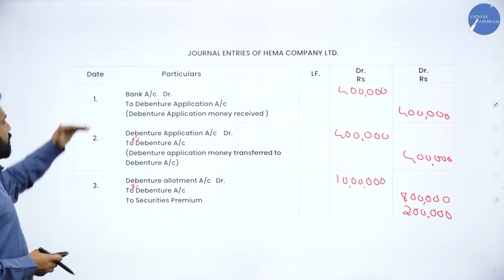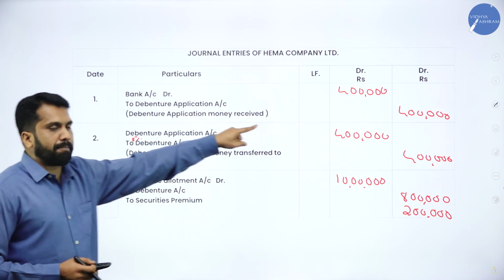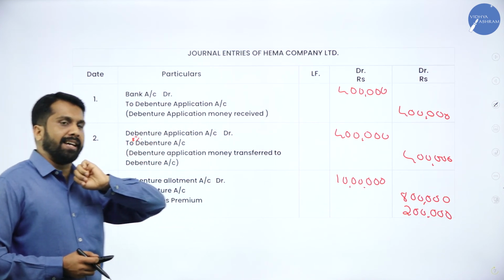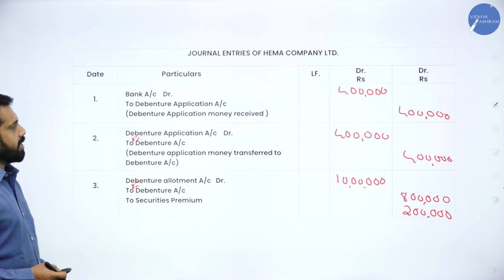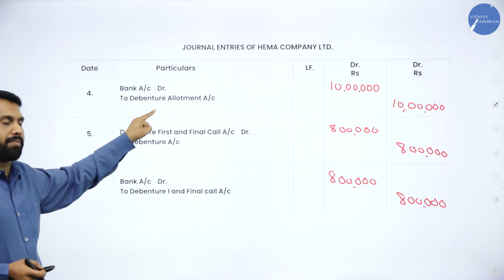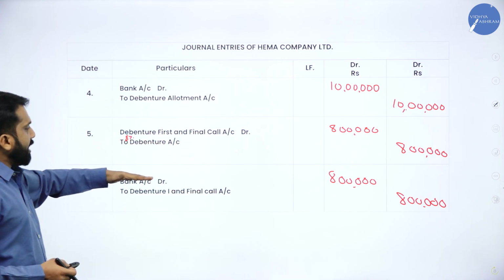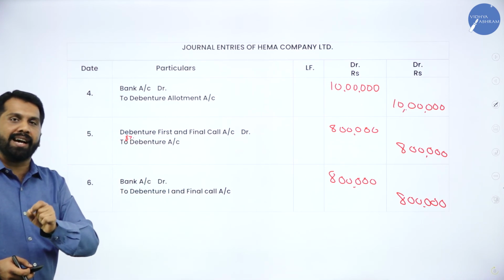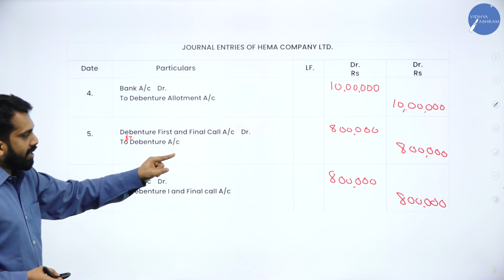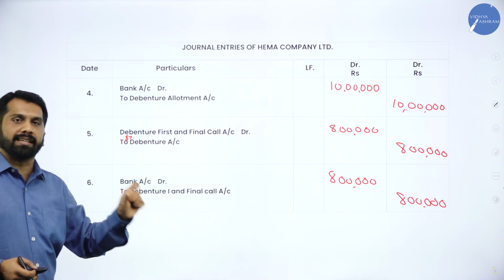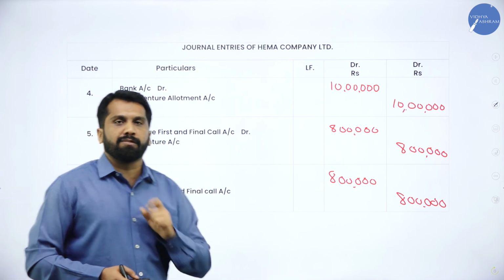Now, first, second will be your application. We have taken 4 lakh. Third and fourth will be your allotment. We have taken 10 lakh. Fifth and sixth will be your first and final call. That will be 8 lakh. We have taken the numbers as per the working note.